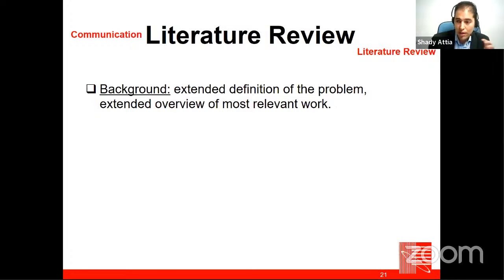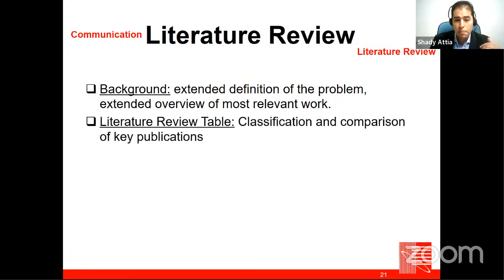It's very important here to have a background that is more extended. You can include the concepts, the definitions, the theories that are related to your problem, and you can extend here the overview on the most relevant work. And it's not here about how many papers you will cite, it's just about the most relevant work. Maybe it can be 5, 6, 7 top work that was done before that is relevant and relates to your work. And you can present it in a table or in a comparative way with a visualization.